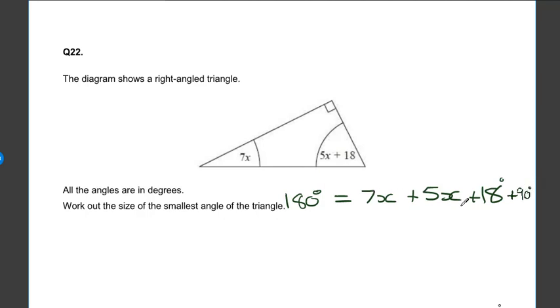If you don't know where they came from, there's nothing I can do for you. They came from there. That implies 180, and dropping the degrees, equals, add them, 12x. Got people putting 2x here. They're taking this away. Not sure why. There's no negative here.